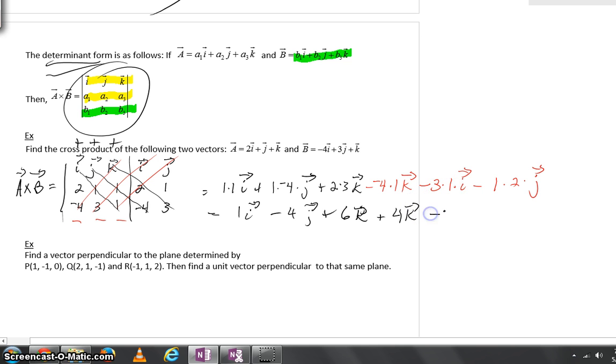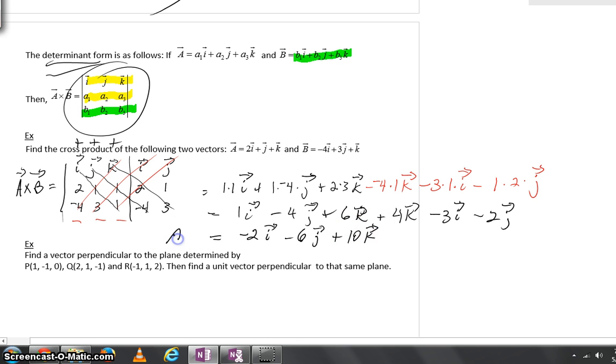This would be a minus 3i, and then we'll say a minus 2j. Tell you what, we'll just combine all our like terms. A 1i and a minus 3i become a minus 2i. Let's take a look at our j's. We have a negative 4j and a negative 2j. That would become a negative 6j. And for our k's, 6k plus 4k would be a 10k.